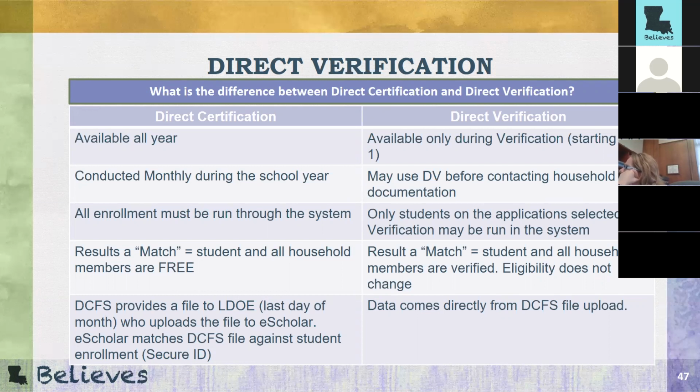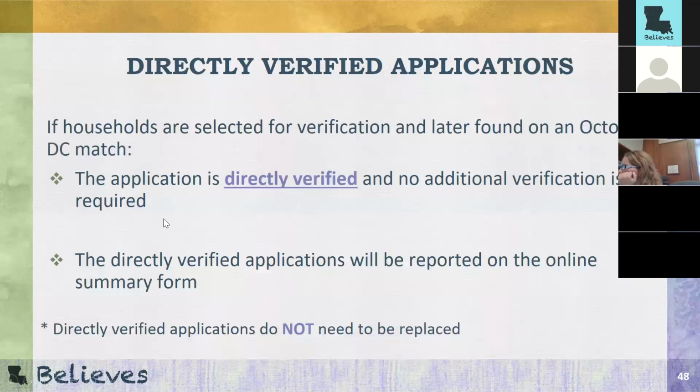LEAs are required to conduct direct certification, but are not required to conduct direct verification. Direct verification must be conducted prior to contacting the household for documentation. If a household is selected for verification and then later found on the October direct certification match, the application is directly verified and no additional verification is required. The directly verified applications will be reported on the online summary form. And please note, directly verified applications do not need to be replaced.